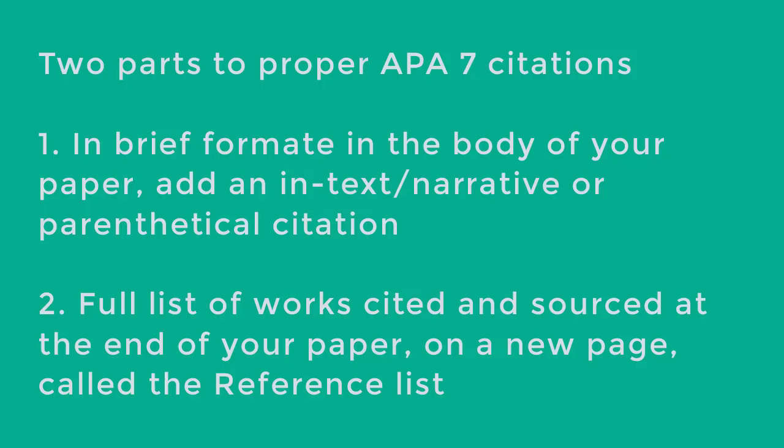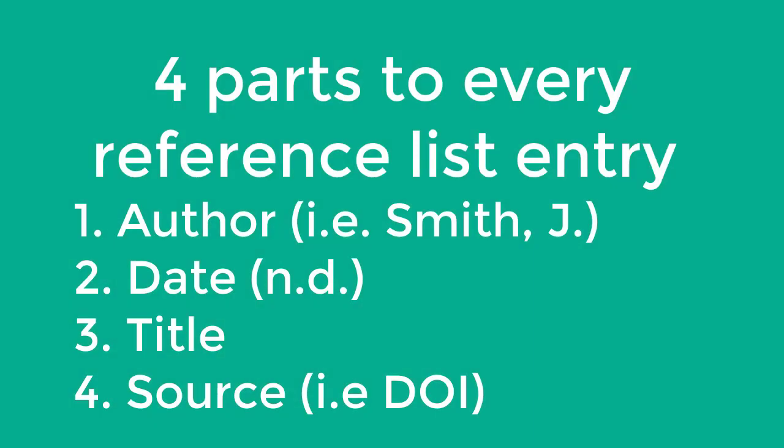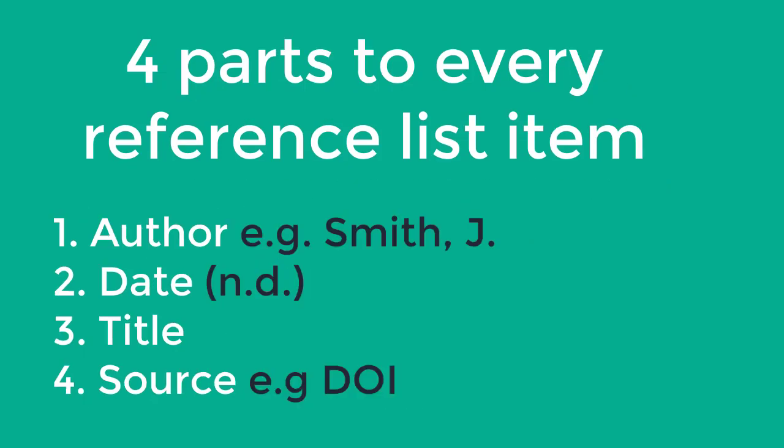I'm here today to talk to you about in-text citations in APA 7, as well as creating a reference list for the work cited and sourced at the end of the paper. Those are the two main parts of APA 7 style guides. For each reference and citation, you must have 4 parts.